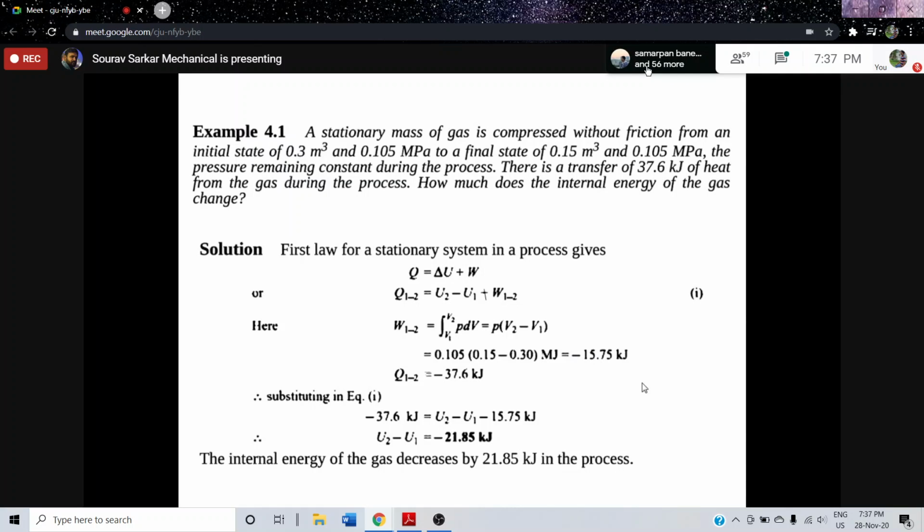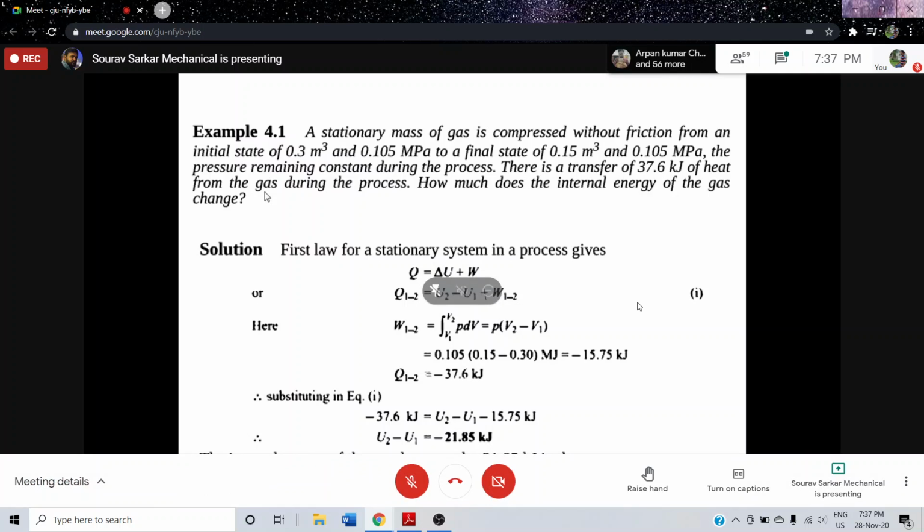Now you know the work done, and you also know the heat transfer. So you have one summation rule: heat transfer equals change of internal energy plus work transfer. As for heat transfer, they have mentioned that there is a transfer of heat. Please read the sentence carefully. There is a transfer of 37.6 kilojoule of heat from the gas. The important word is "from." What is the meaning of "from"? From the gas: the gas is losing heat.